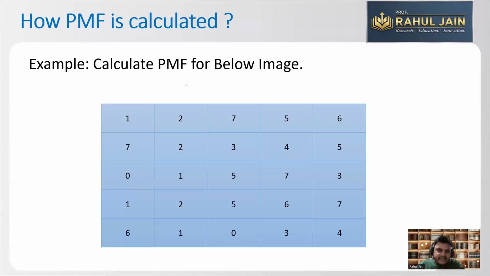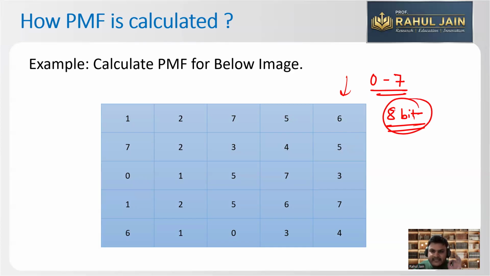For example, let's say we have this image, in numerical form like this. Just use common sense. What is the minimum number here? 0. And what is the maximum number here? 7. So can I say that it is an 8-bit depth level image? The range lies from 0 to 7, so total 8 levels are going to be there.